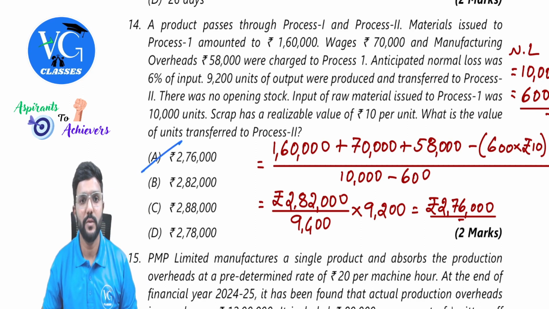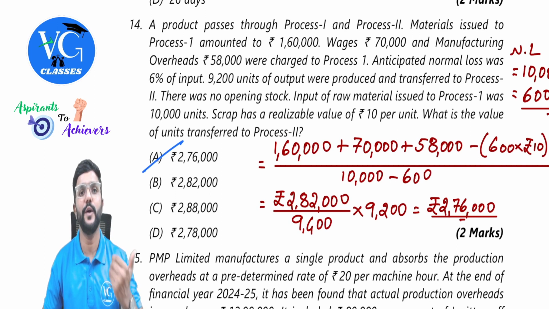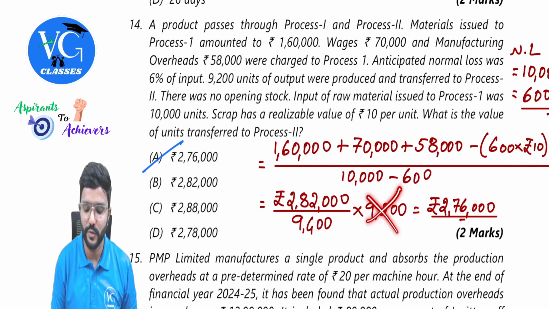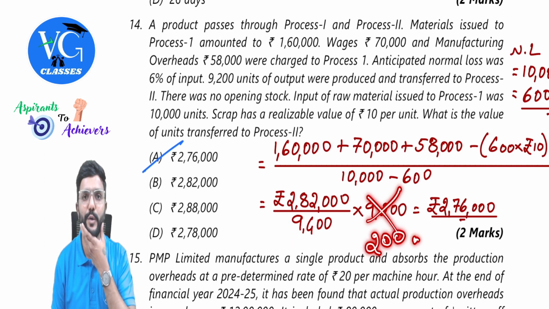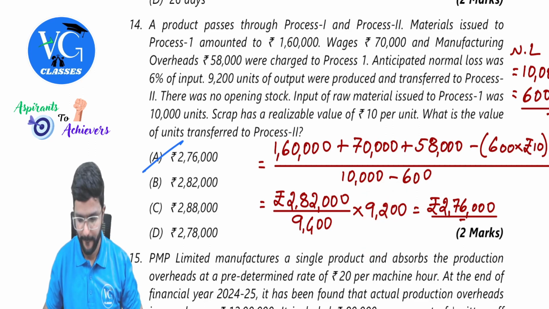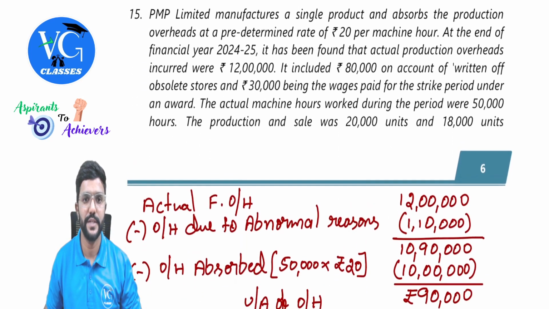Option A. Sir, in this question, if they had asked the value of abnormal loss, then instead of multiplying with 9,200, we will just multiply with 200. We'll get the value of abnormal loss. That's all, guys. Similar calculation. Last question under MCQ.